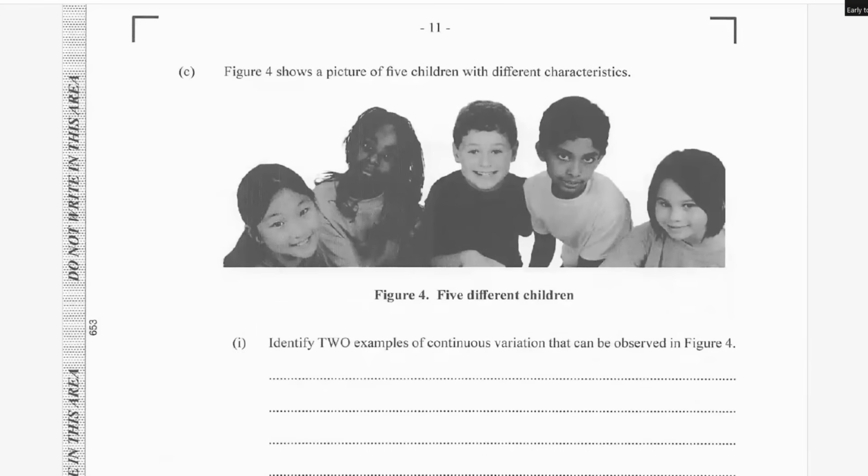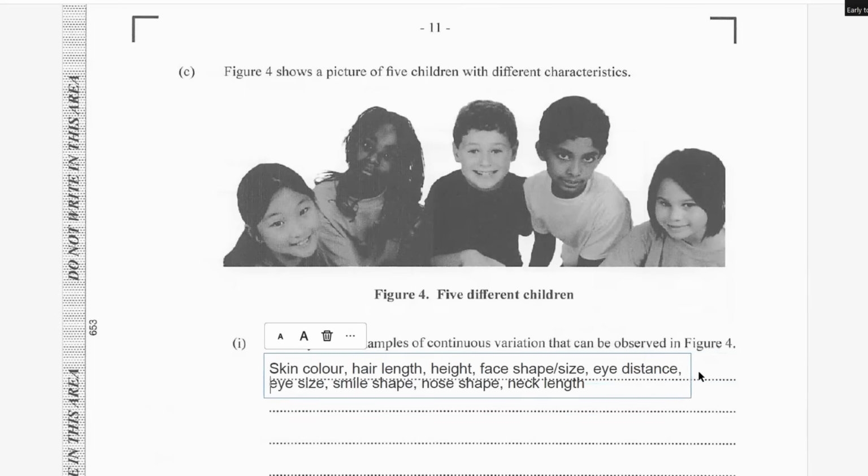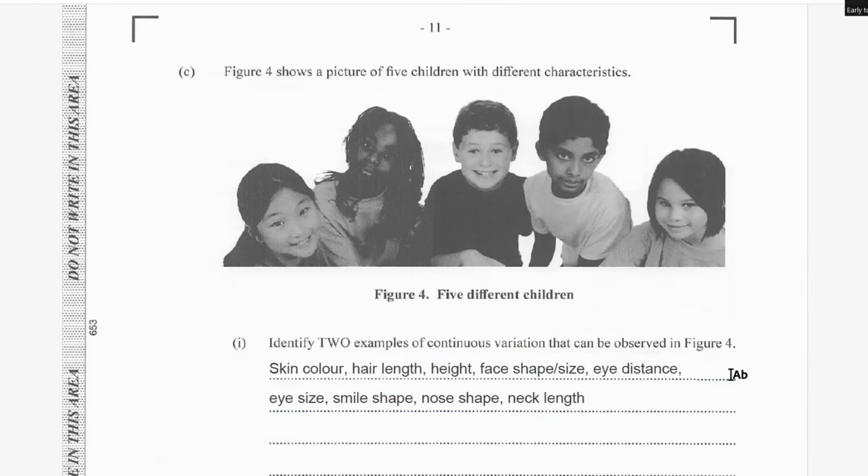Figure 4 shows a picture of 5 children with different characteristics. The question goes on to ask you in Roman numeral 1: identify 2 examples of continuous variation that can be observed in figure 4. There are some obvious ones, and we want to put in some not so obvious ones straight off the bat as well, just to make it fun. So we have the obvious ones: skin color, hair length. I think those are the most obvious ones. The shape and size of the face is obvious as well.